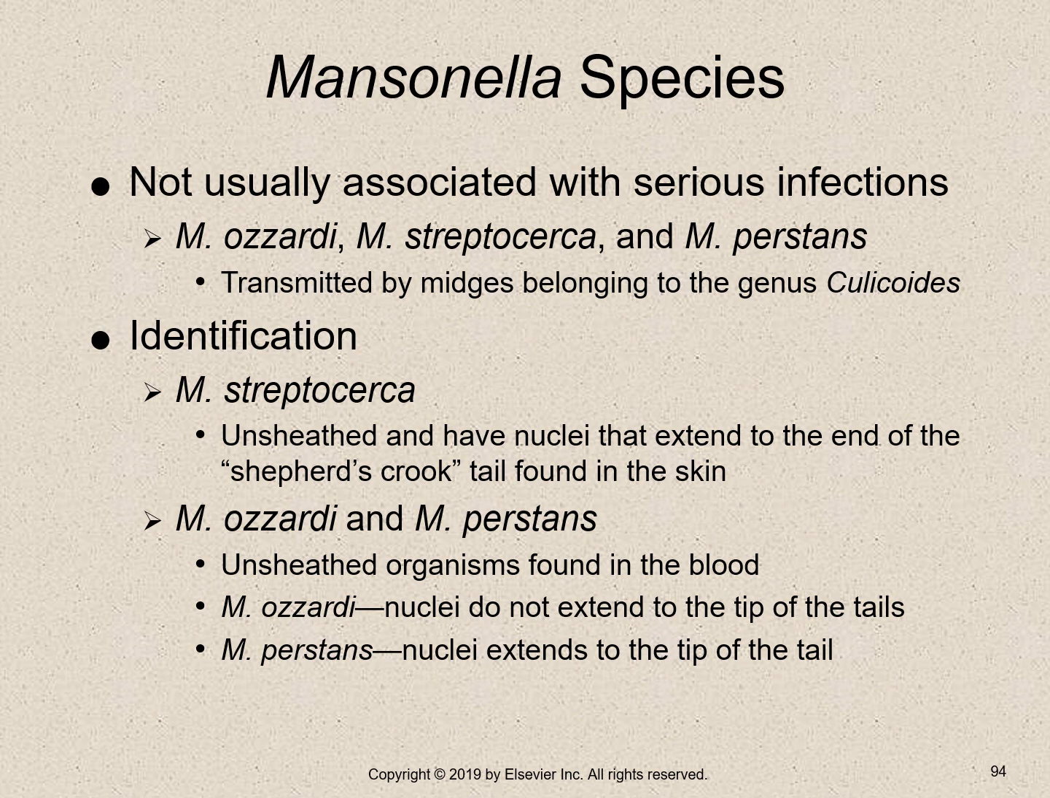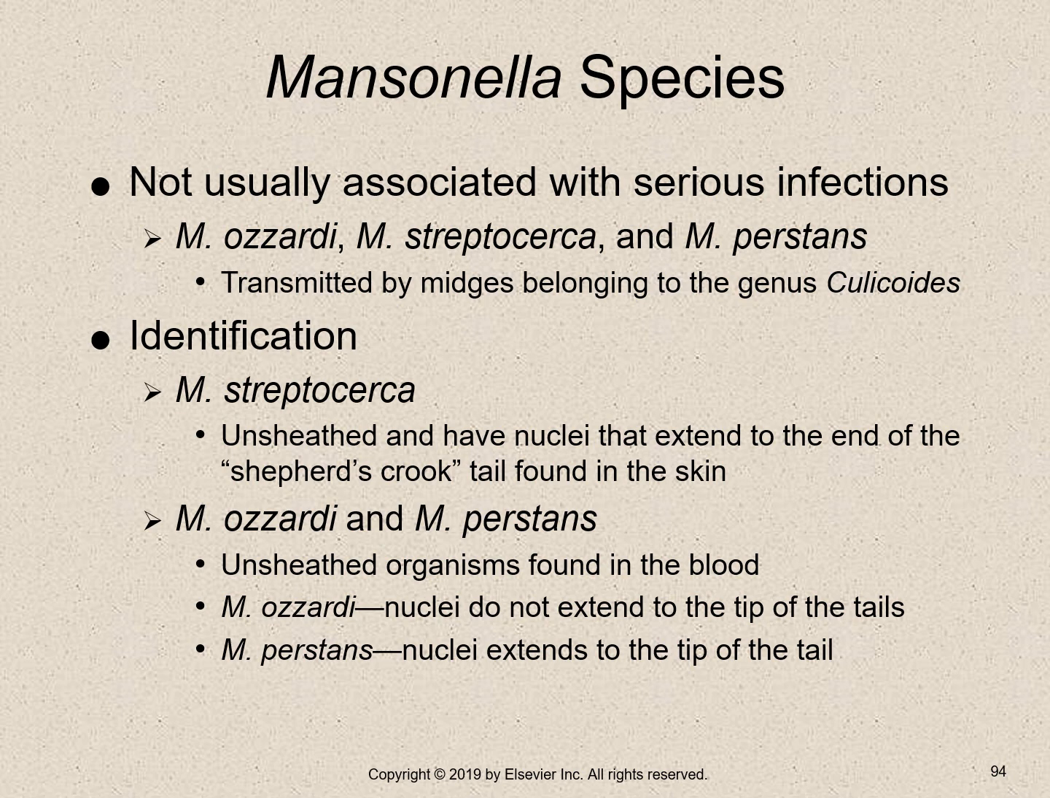Mansonella species are filarial worms that are not usually associated with serious infections. They're transmitted by midges, which is a type of fly. The microfilariae of Mansonella streptocerca are found in the skin, and they are unsheathed and have nuclei that extend to the end of the shepherd's crook tail.